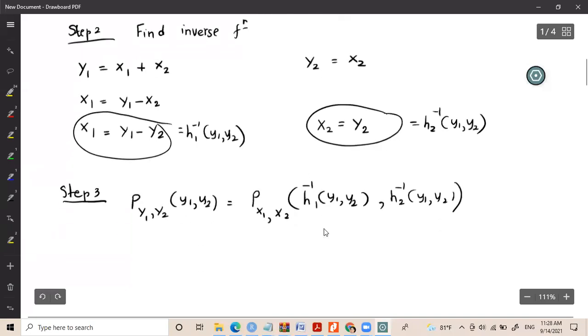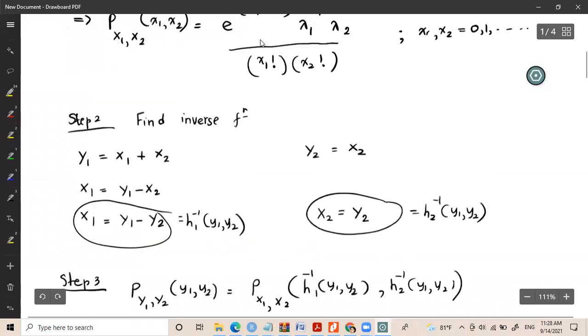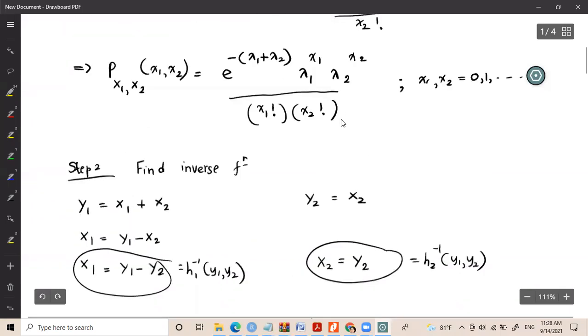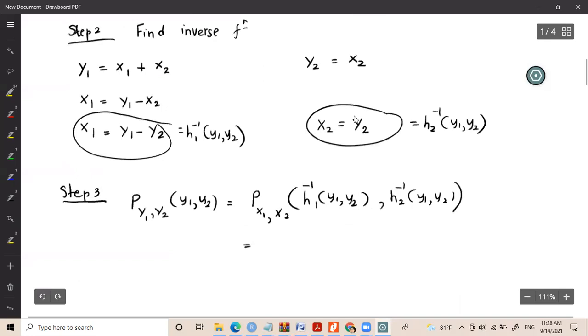Right? Shall we do that? So what is our P(x1, x2)? Here's our x1, x2, right? So let's write it again here. So it will be easy for you to grab it.